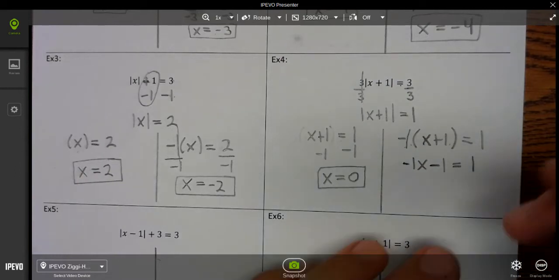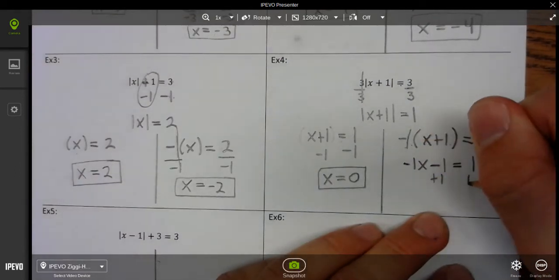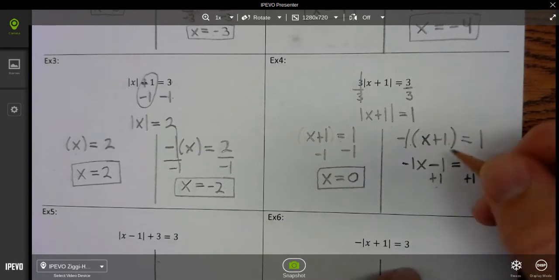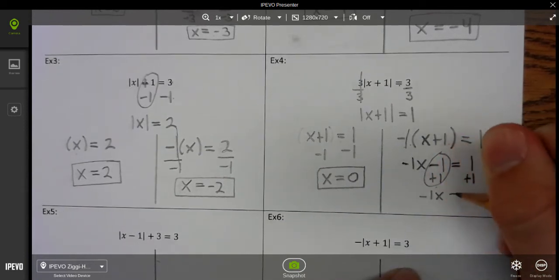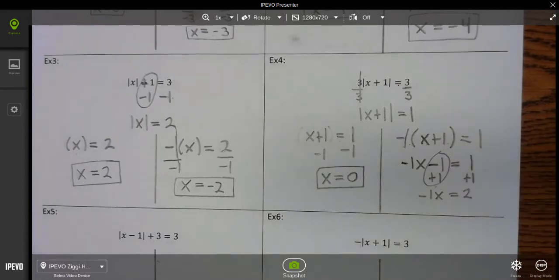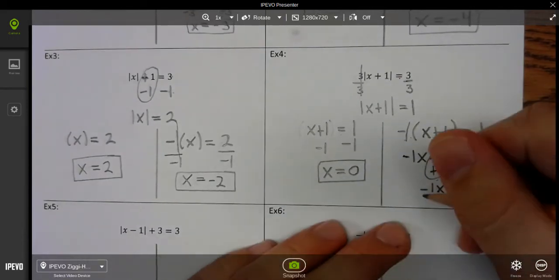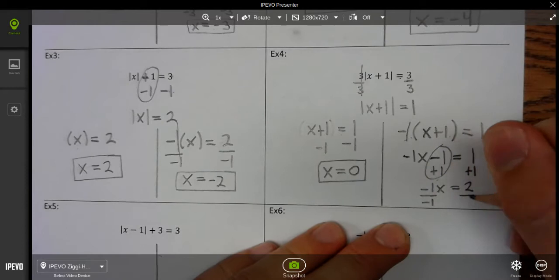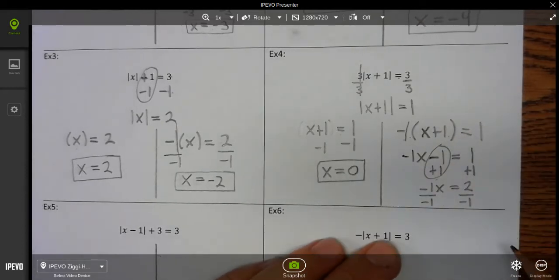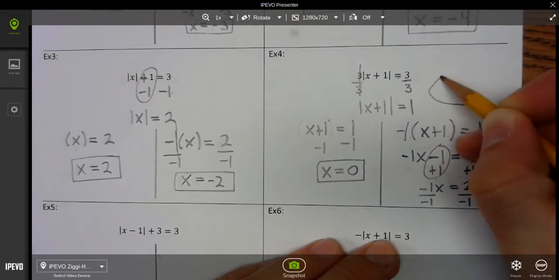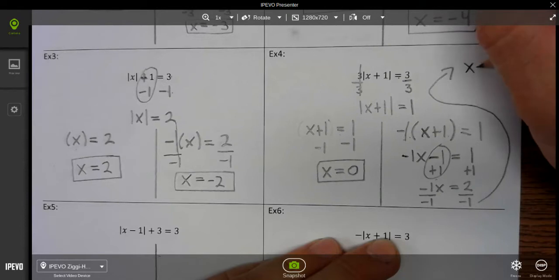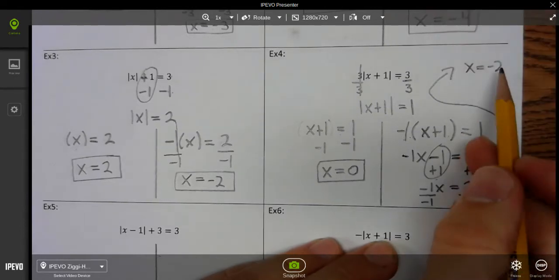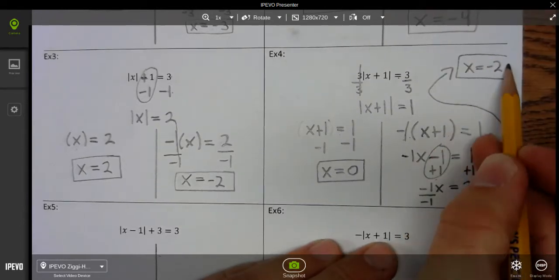All right, and then the next step, we're going to add 1 to both sides. So negative 1 plus 1 is 0, and you get negative 1x equals 2. And the last step is we're going to divide both sides by negative 1. I've run out of space, so I'm going to keep all my work in this box. I'm going to draw a little arrow, and we know that x equals negative 2. So there are your 2 solutions.